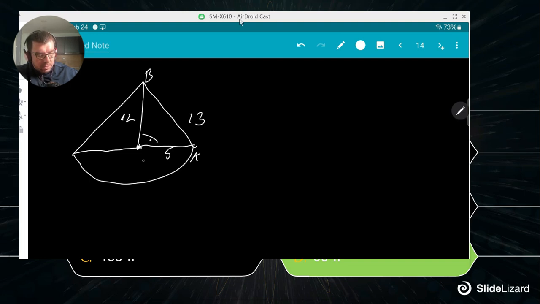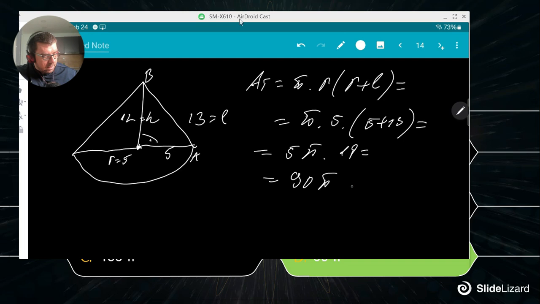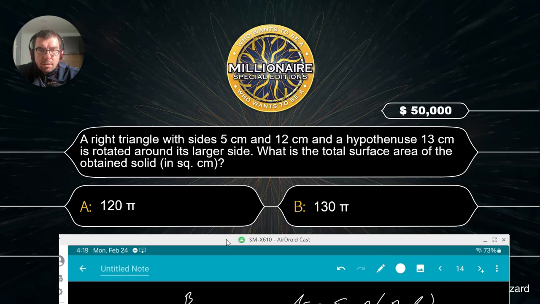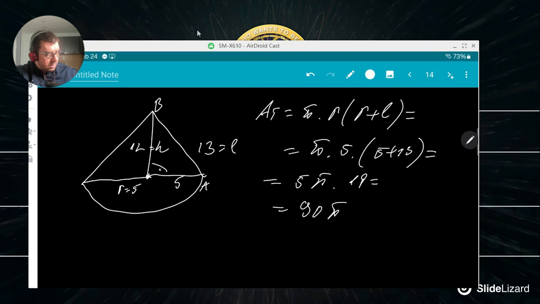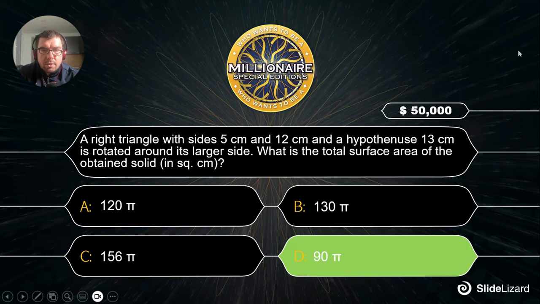Okay, so this is my radius and this is my height and this is my lateral edge. So the formula for the total surface area of this cone was pi times r times (r plus L), which is pi times 5 times (5 plus 13), 5 pi times 18, which is 90 pi square centimeters, and that's the answer. Okay, let's go to the next one.